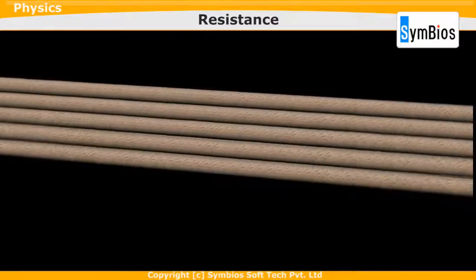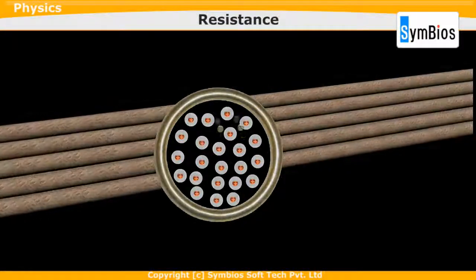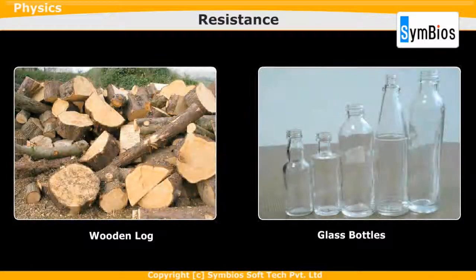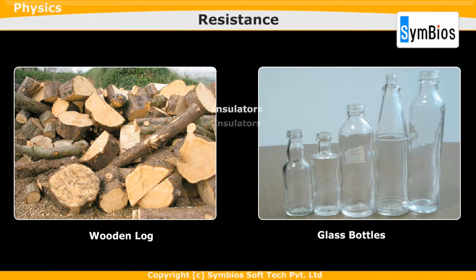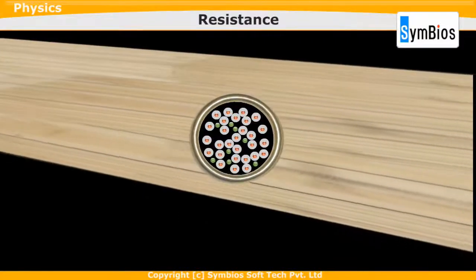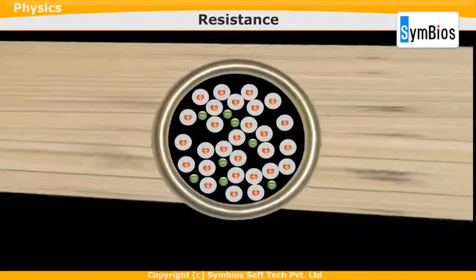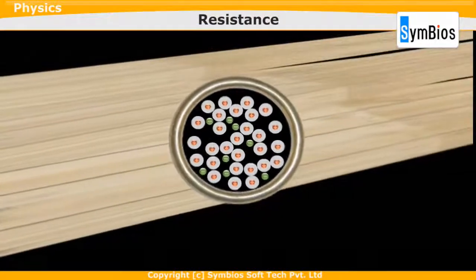Iron is a conductor and it offers lesser resistance to the flow of current than wood. Materials like wood and glass that do not allow the passage of electric current are called insulators. Insulators won't allow current to pass through them because they offer very large resistance to the flow of electric current. In an insulator, all the electrons are bound electrons, and as a result, there is no flow of electrons from one point to another.